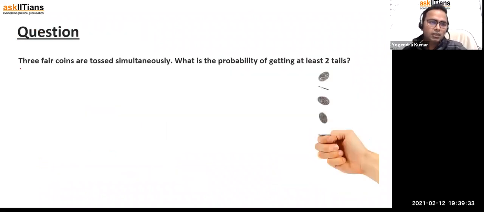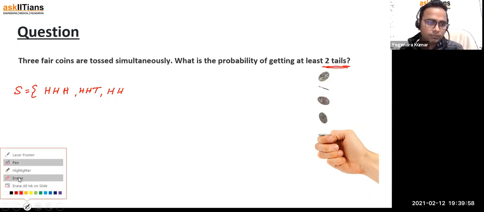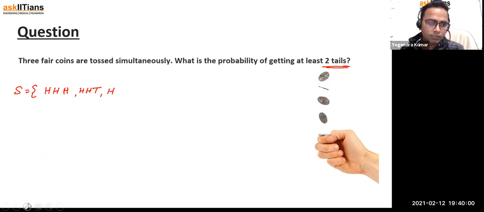Let's see more questions here. Three fair coins are tossed simultaneously. What is the probability of getting at least two tails, right? So if I write the full sample space, I'm going to get HHH, then HHT, then HH. Okay, HHT I have written, so let me change here. HTH.